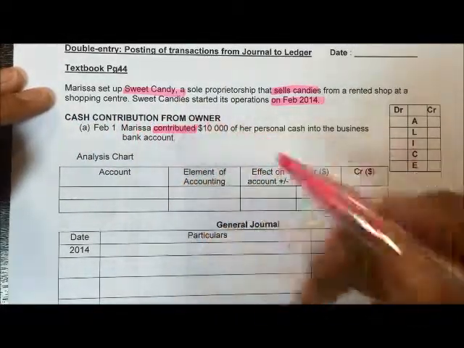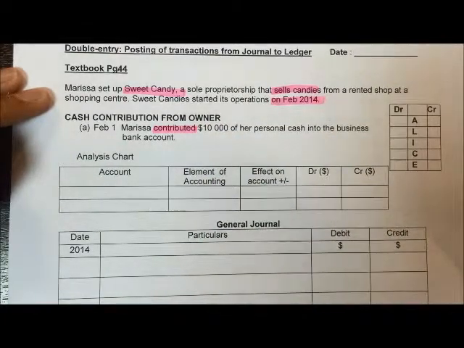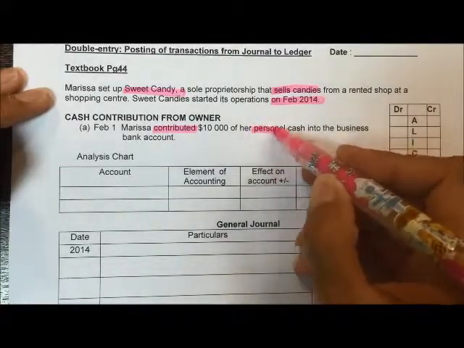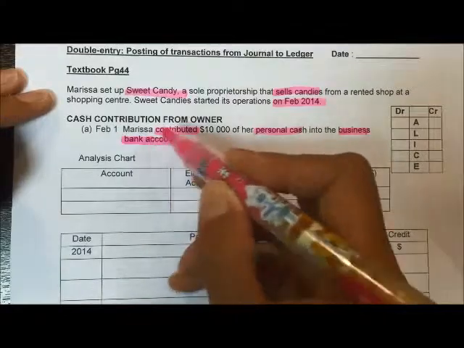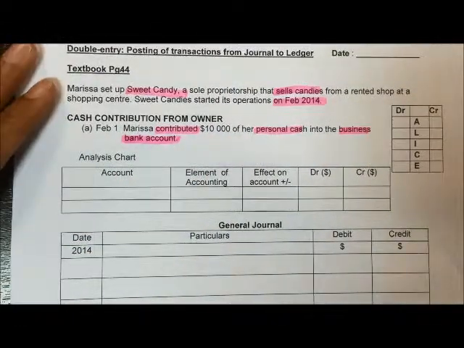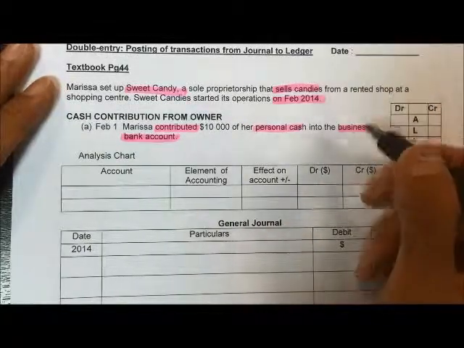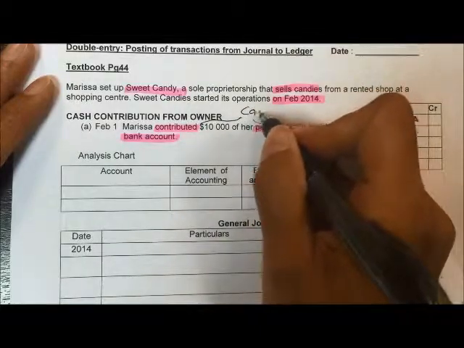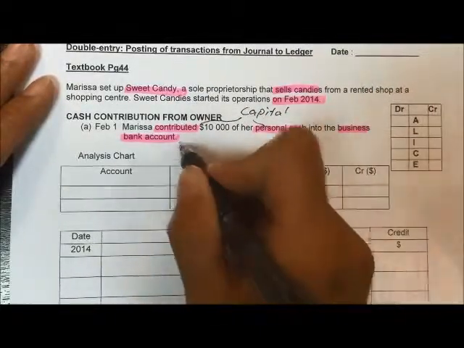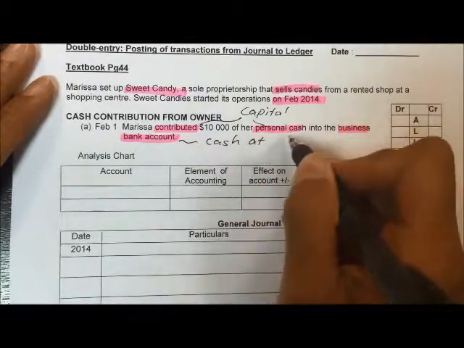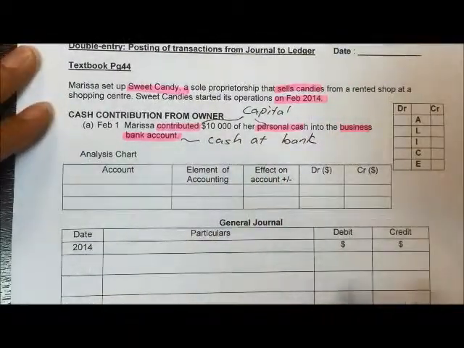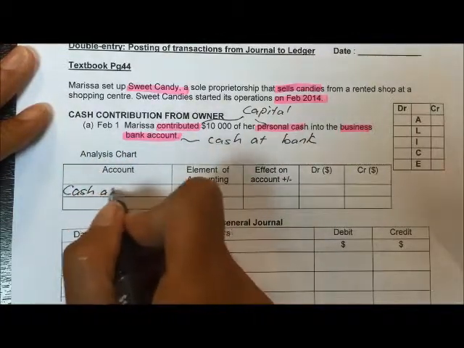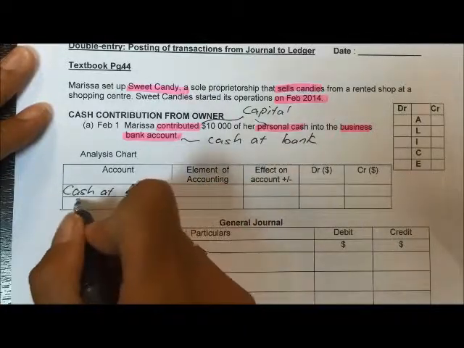Marissa contributed, so we are looking for keywords. When we are looking at the transaction, look out for keywords: $10,000 personal cash into the business bank account. These keywords can help us identify the account names. Since she contributed her own personal cash, this becomes the capital and cash at bank accounts. We write down in the analysis chart our working: cash at bank and capital, the two accounts.